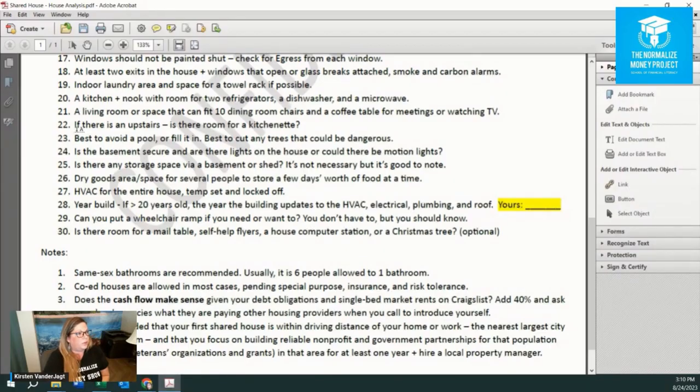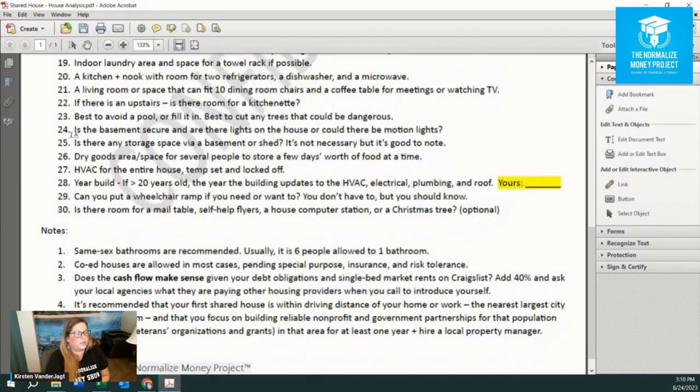Number 22, if there's an upstairs, is there room for a kitchenette? So just something to be mindful of. That way maybe you could put some dry goods up there, but not in the bedrooms.